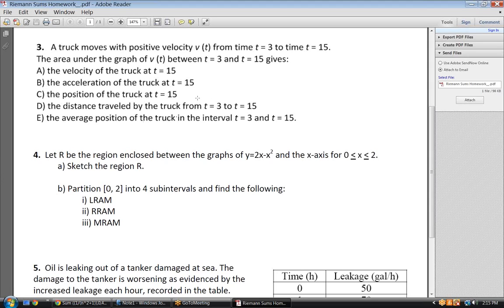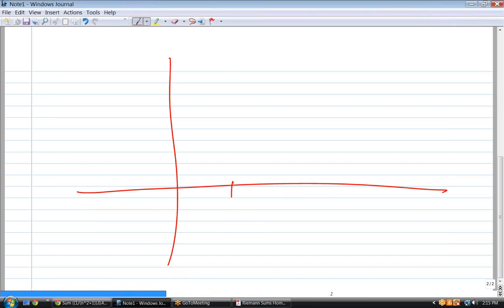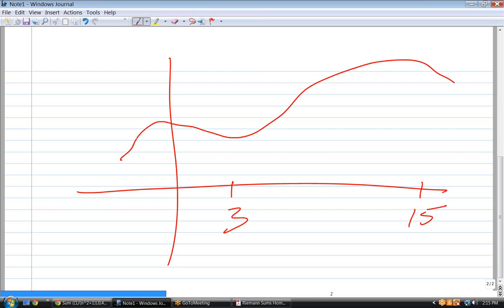Okay, if a truck moves with positive velocity from time 3 to time 15, the area under the graph of v of t between time 3 and time 15 gives what? In other words, there's the velocity curve. That is v of t.